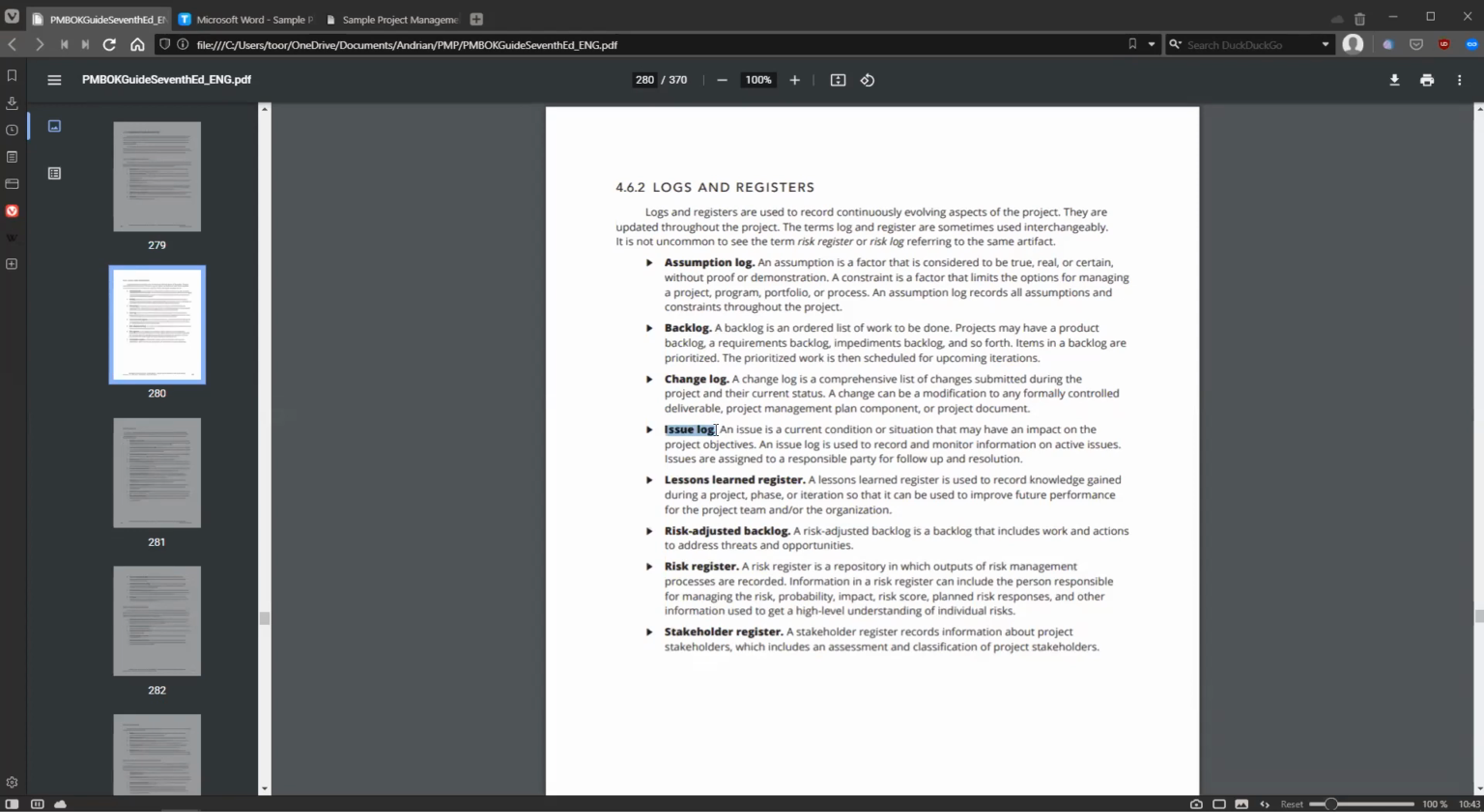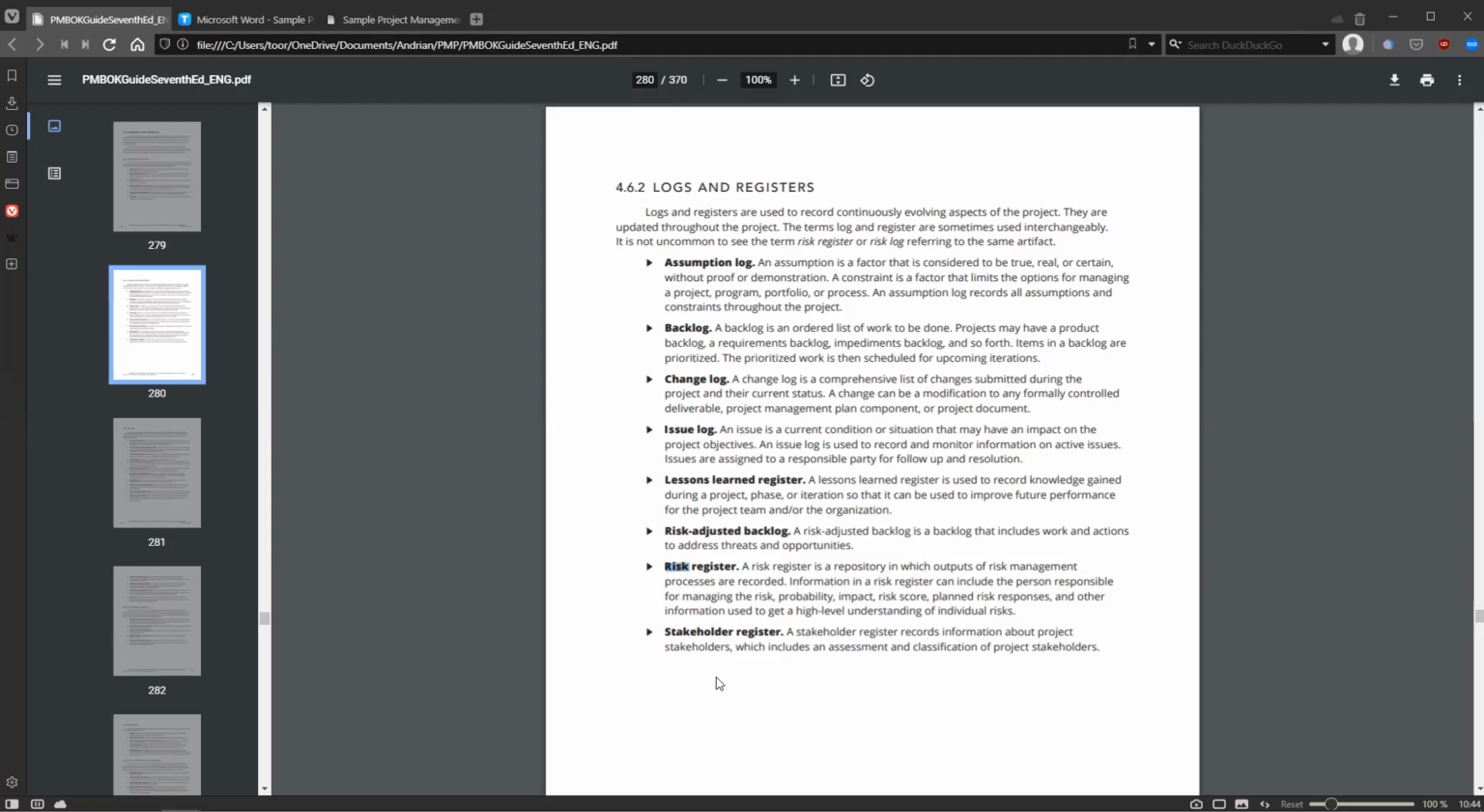Issue log, it's not important during initial stages of the project. However, sometimes it happens. So I'm skipping this. Risk register. Risk register is basically all known risks around the project, like anything that's impacting the project that is a potential risk, and that can possibly prevent us from successfully reaching the project goals.